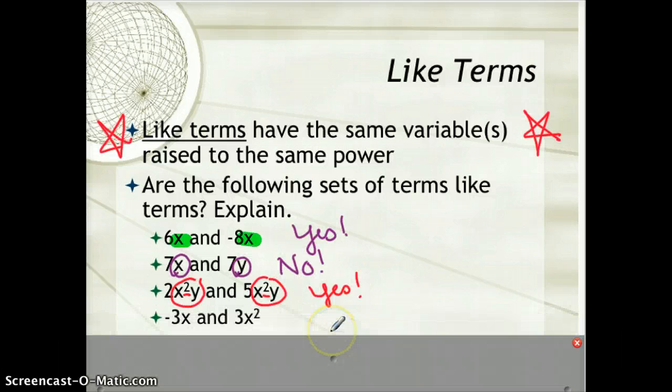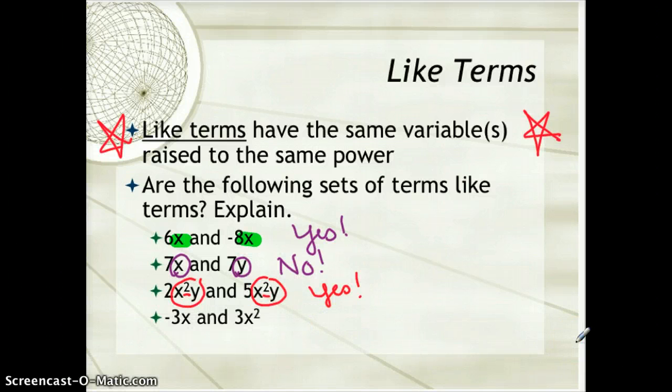Okay, and if we look at this last one, negative 3x and 3x squared. It might tempt you because those both have 3's in them, but if you look at them, this one has an x, this one has an x squared. They both have an x, but it's not the same power, so we would say these are not like terms.